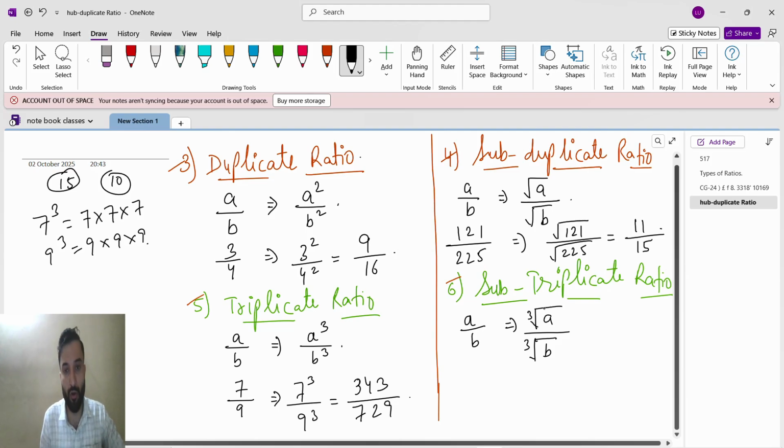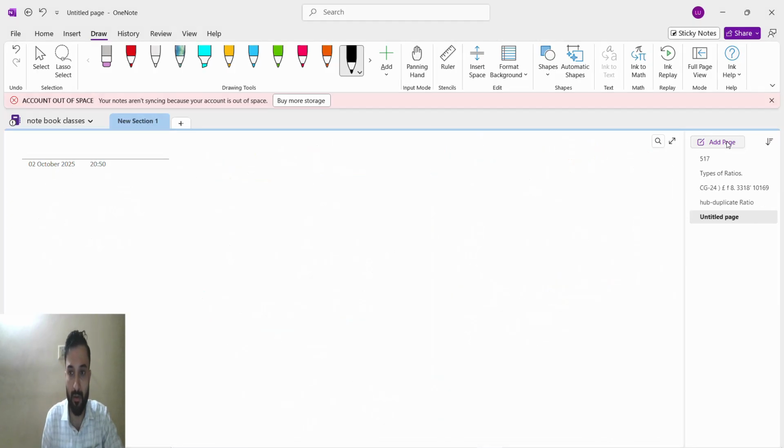Now very important thing: with the help of your normal calculator, you are not able to find the cube root. So what we have to do? We have to use the trick. Okay, trick means, see here.